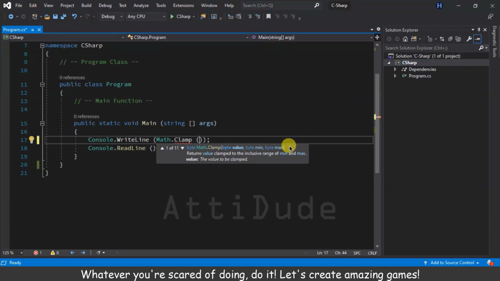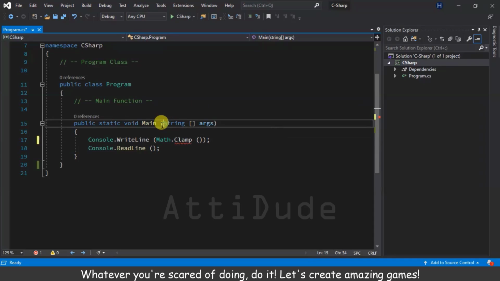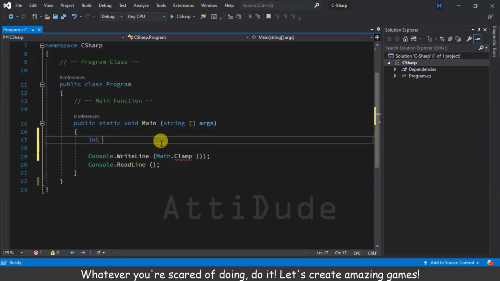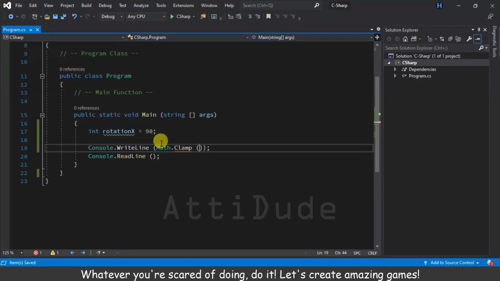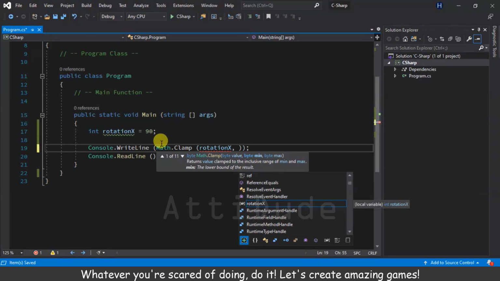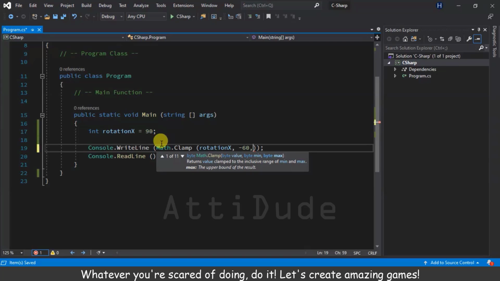What you're gonna do is type in the value, and create an int, and I'm gonna name this rotationX. X basically is the value on which we rotate usually, and for rotationX, the value that I'm gonna pass will be like 90. We can go right here at rotationX, and then the min and max values. I'm gonna pass in -60, 60.